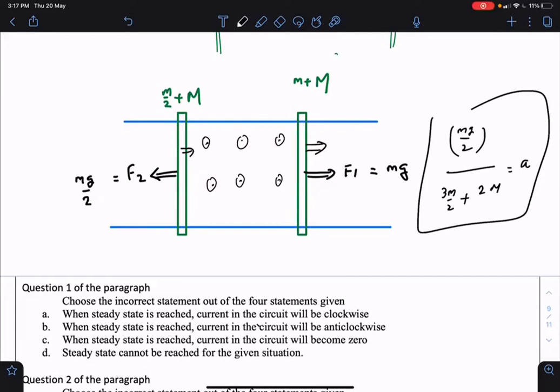Now, who will have a higher velocity? Rod 1 or rod 2? Sir, rod 1. Rod 2, sir. Yes, sir, 2. Who is having initially higher velocity? The same one will be having finally also the same higher velocity only. 2 only, sir. Okay.